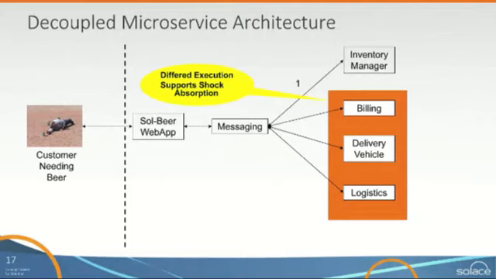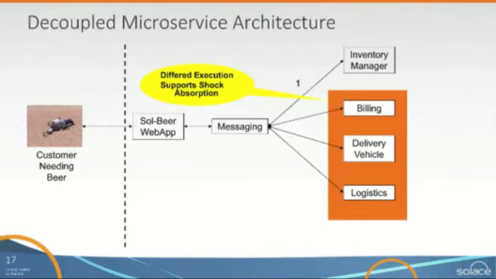They're doing deferred execution, and what's really unique about that is that this architecture much more robustly supports shock absorption. So let's say something crazy happens, not that I think it ever would, but there's a rush on Budweiser. And so there's a whole bunch of customers lined up to place their order for that.